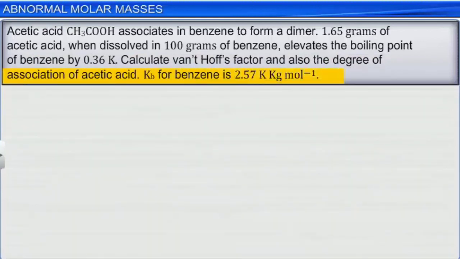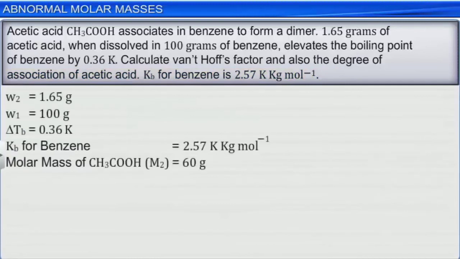The first step is to list the given variables. W2 is equal to 1.65 grams. W1 is equal to 100 grams. Delta Tb is equal to 0.36 Kelvin. Kb for benzene is 2.57 Kelvin kilogram per mole. Molar mass of acetic acid, M2, is equal to 60 grams. Van 't Hoff's factor i and degree of association need to be calculated. Let us first calculate Van 't Hoff's factor i.